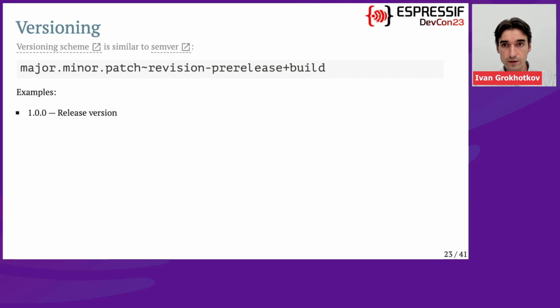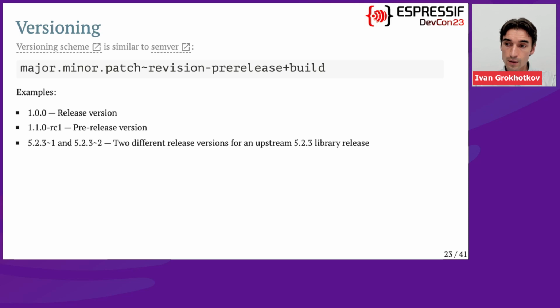1.0.0 is a valid semantic version. It's also a valid version for an IDF component. In this case, it would be a release version. 1.1.0-RC1 would be a pre-release version. And the last two examples show that revision field.